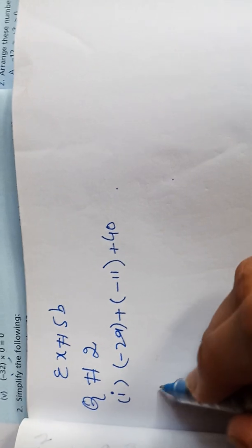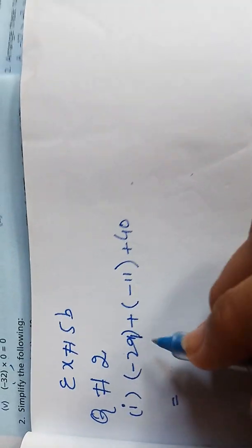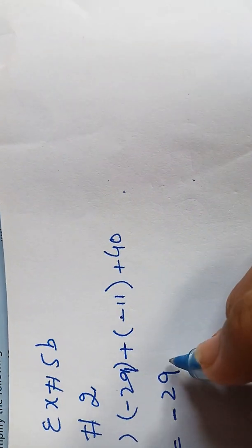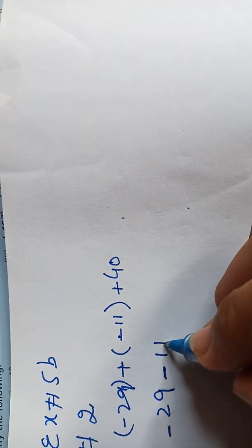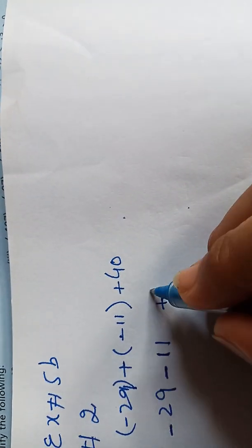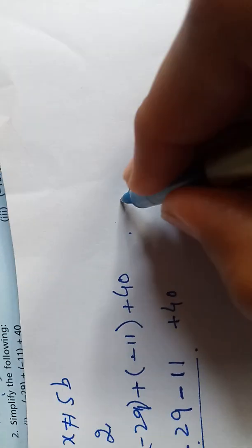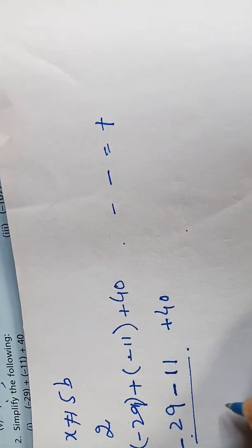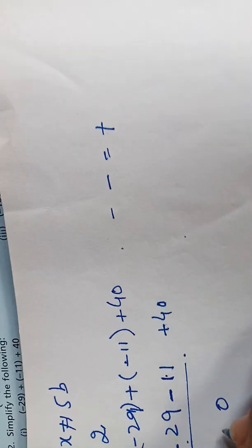In question number 2, in exercise 5b, what will we do? It is minus 29. So we will write it as minus 29 plus minus minus the 11 and then plus 40. First we will subtract these two values, that is, these two values are negative. As I told you, minus minus will become positive, but the sign will be of the greater value. So these two values will be added. 29 plus 11, 9 plus 1, 10, 2 plus 1, 3, and the carry 1, 40.